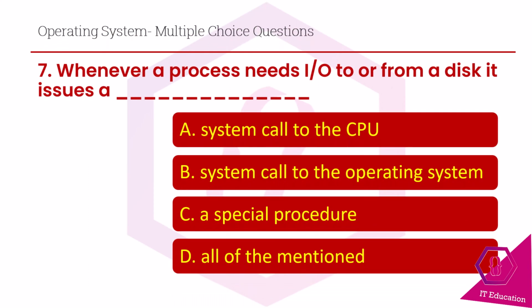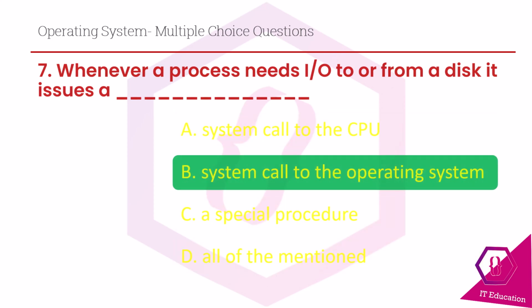The next question is, whenever a process needs I/O to or from a disk, it issues a: option A system call to the CPU, option B system call to the operating system, option C a special procedure, option D all of the mentioned. So when a process needs I/O to or from a disk, option B is the correct answer, a system call to the operating system.